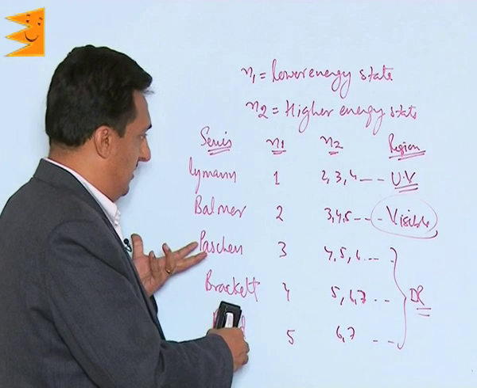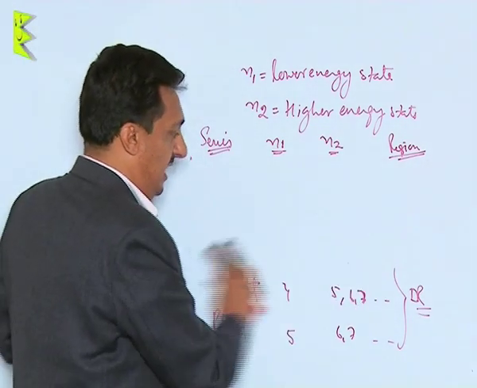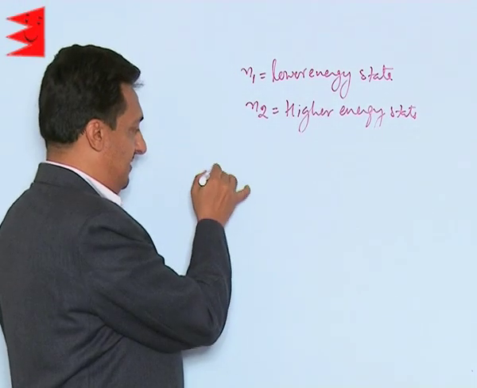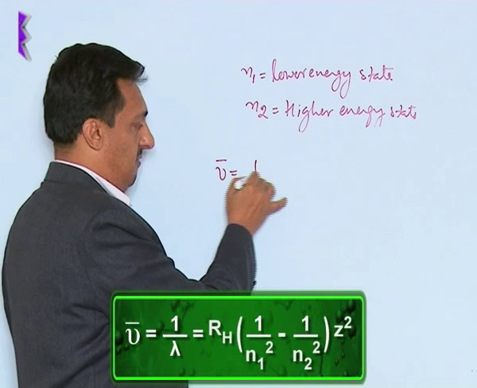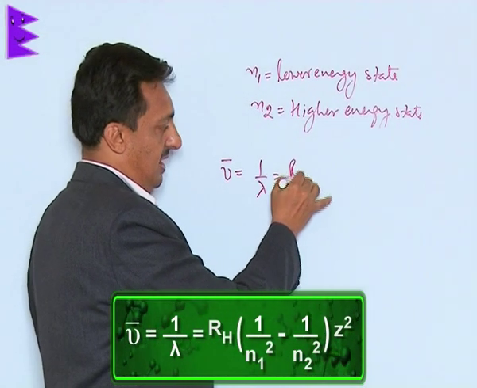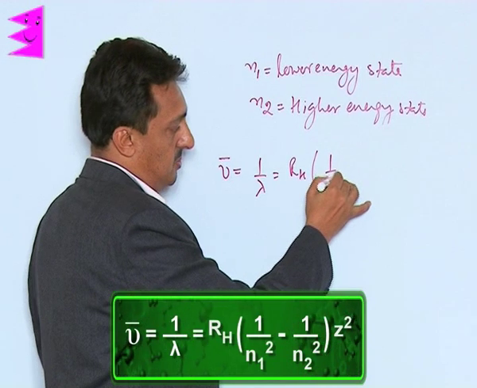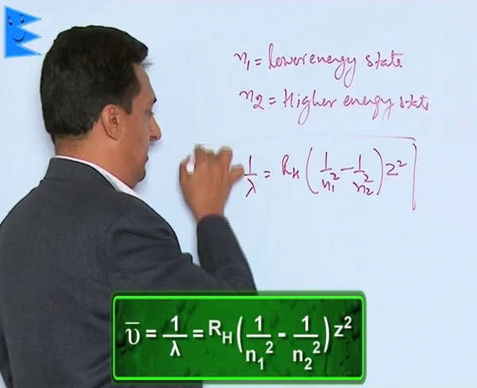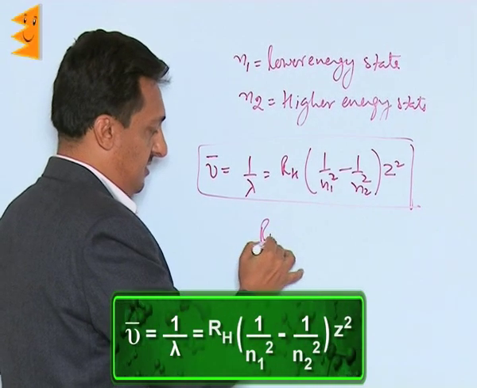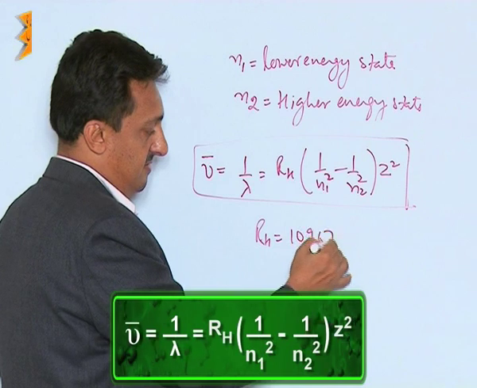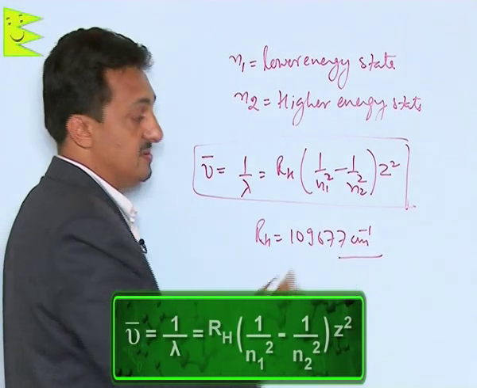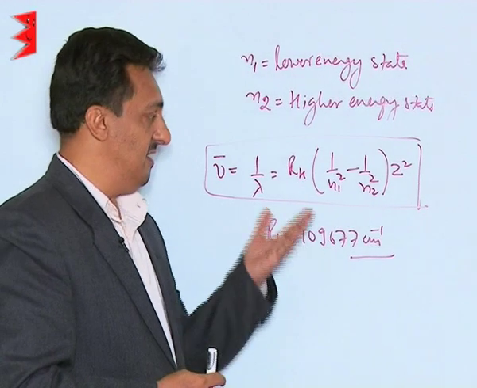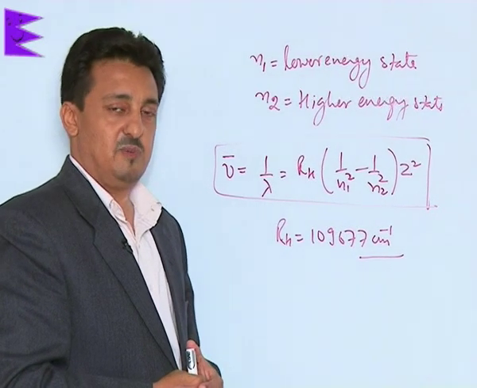The formula for finding the wave number of any of these transitions is the same: wave number, or 1 by lambda, is equal to R_H times (1 upon n1 squared minus 1 upon n2 squared) times Z squared. So this is the formula, where R_H is 109,677 per centimeter. So this is your hydrogen atomic spectrum, and this is how it has explained the line spectrum of the hydrogen atom.